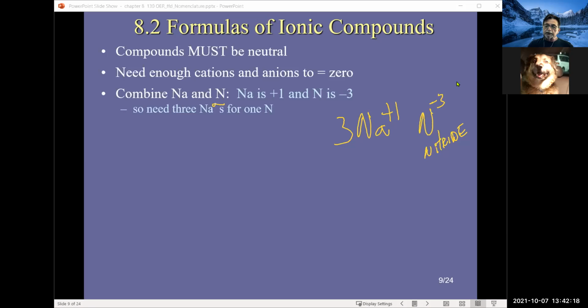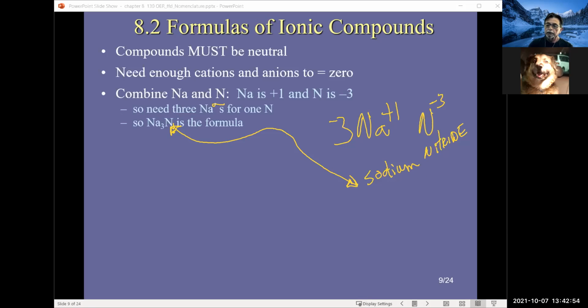And so our formula becomes as follows. Na subscript 3, nitride. Hence the name sodium nitride. That 3 I put in front of sodium will become the subscript, and that's the name for that compound. Given the formula, I can write the name. Given the name, I can write the formula.